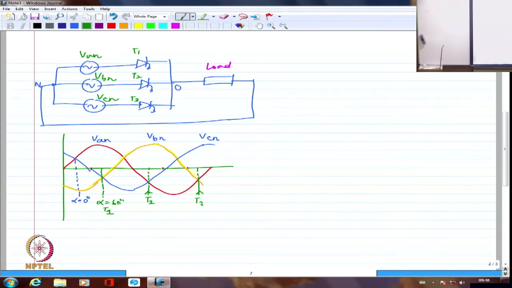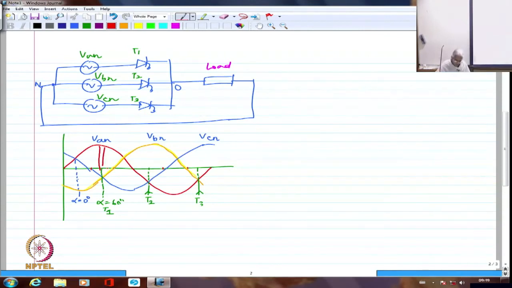So let us say I am firing this at this point. Right? So until now what was conducting, I don't know. But the moment I fire this, hopefully this should start conducting, because anyway I am in the positive half of VA. So it should be able to get forward biased. So it will continue definitely until this point for sure.